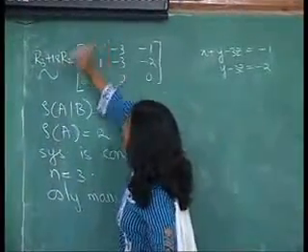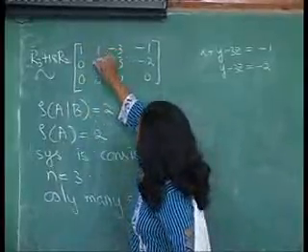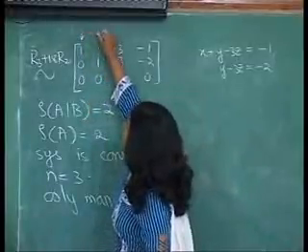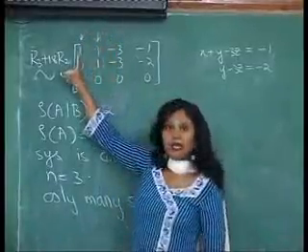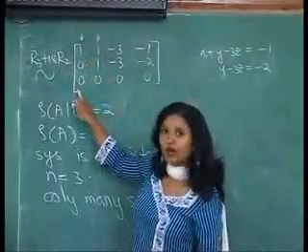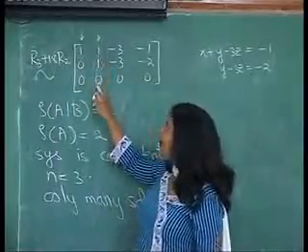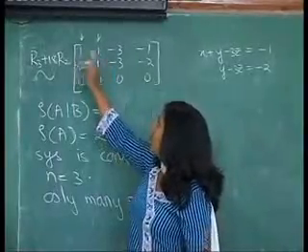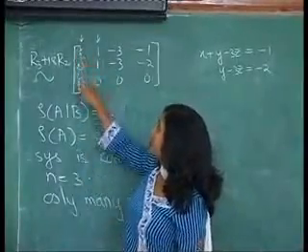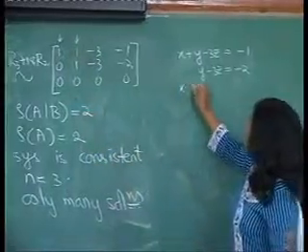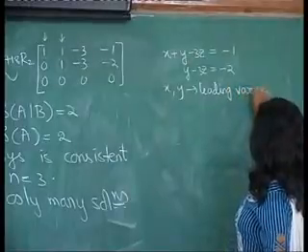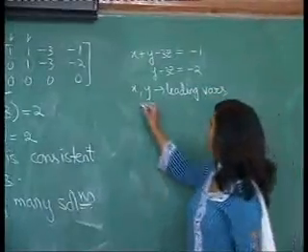This is the leading element of the first row. This is the leading element of the second row. Now see in which columns they lie. The leading elements lie in the first column and the second column. We have reserved the first column for x, second column for y. So the leading elements lie in the columns corresponding to the variables x and y. So we will say that x and y are leading variables. The rest is a non-leading variable.